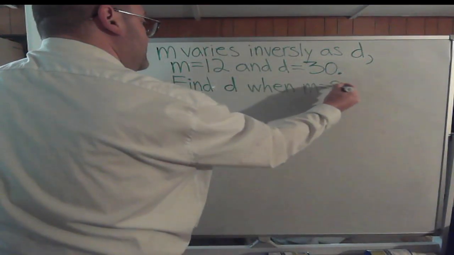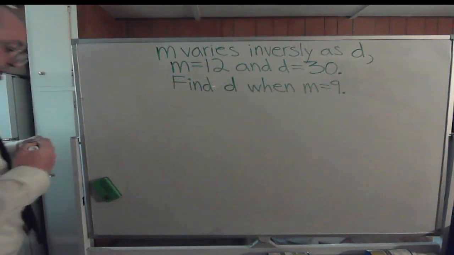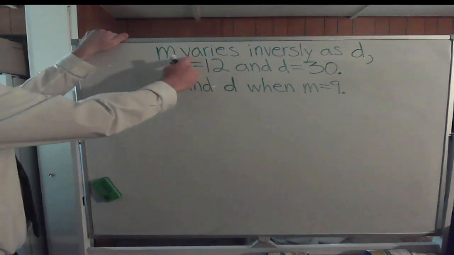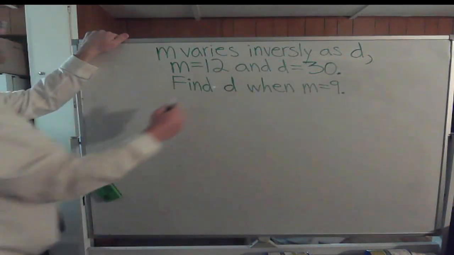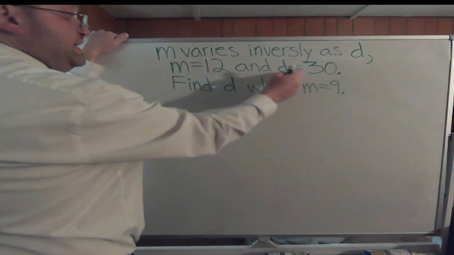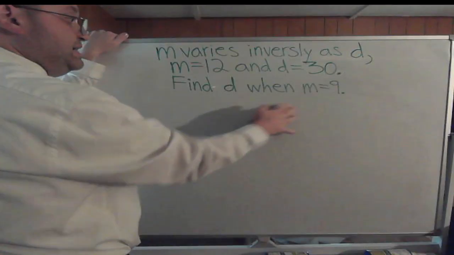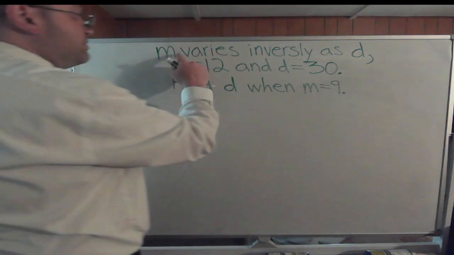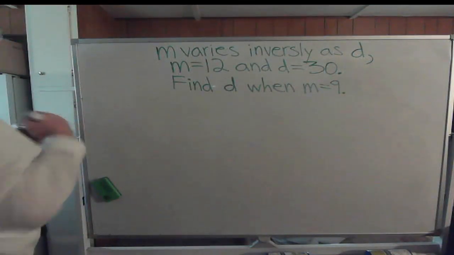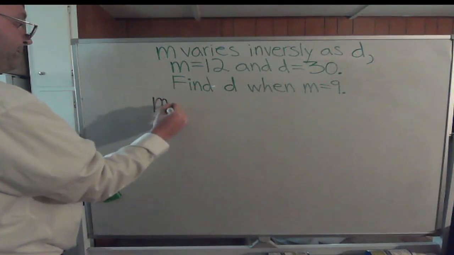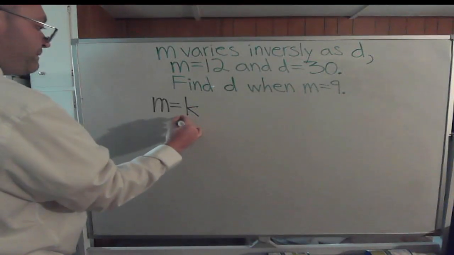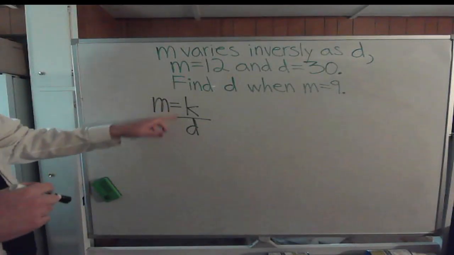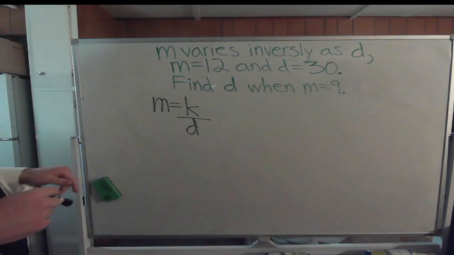Okay. So very similar problem, they just changed the variables. So we have M varies inversely as D. They give you M equals 12 and D equals 30. Then they want you to find D when M equals 9. So forget about the last sentence for a minute. Start with M varies inversely as D. That's going to look like M equals K over D. That's how you would set up M varies inversely as D. M equals K over D.